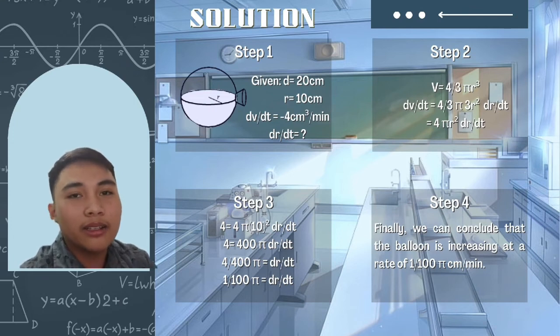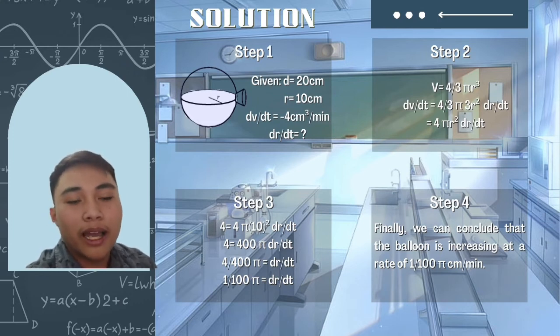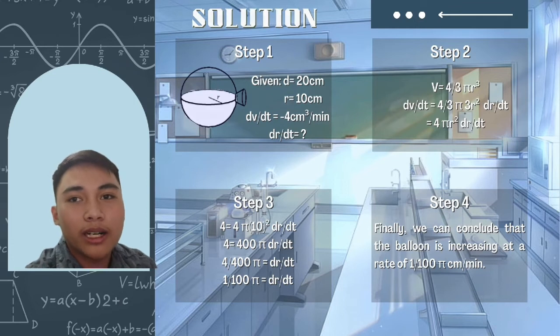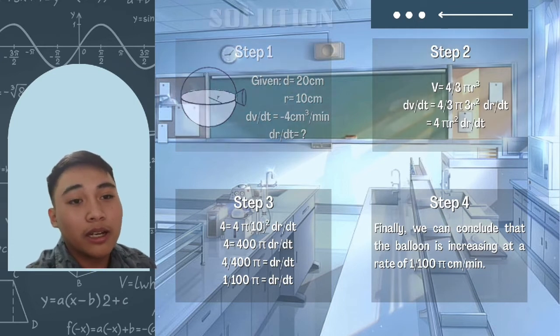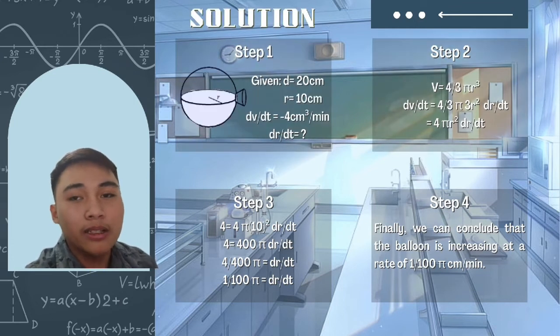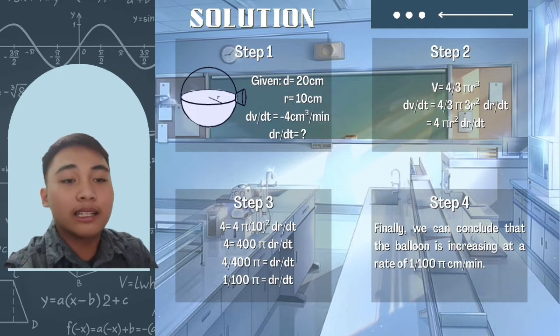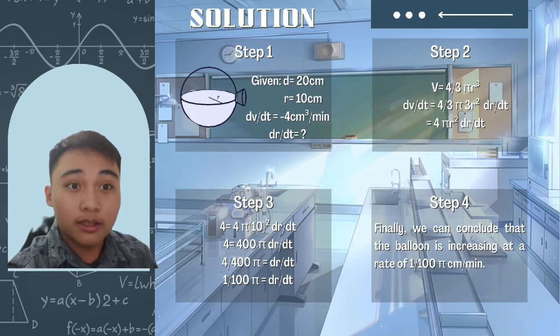Now we isolate dr over dt to find its value. So we transpose 400 pi to the other side. 4 over 400 pi equals dr over dt. Now we'll simplify that fraction to get the final answer. 1 over 100 pi equals dr over dt. Now that's your final answer. That's the rate of change of the radius.